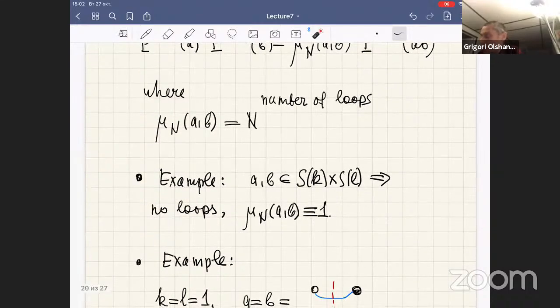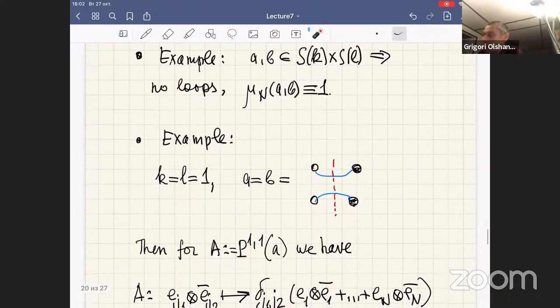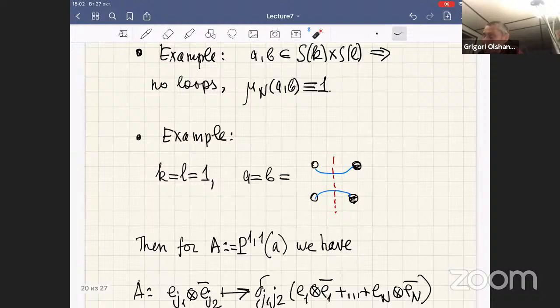It's not completely trivial, probably, but I would like just to give some impression why it should be true. So the problem is related to the non-group element. So assume that K and L are equal to 1. So we have this elementary picture.